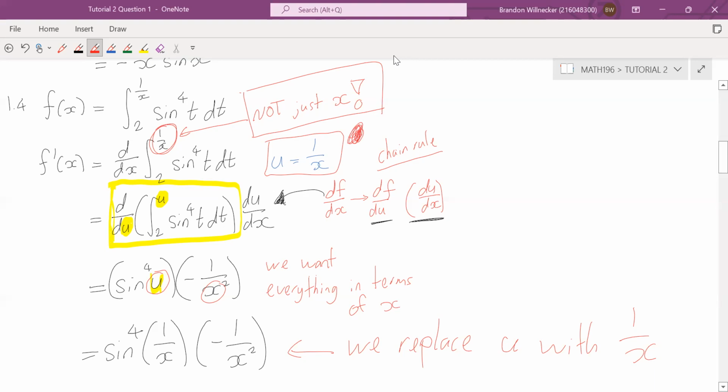Okay, let's have a look at some of the problems from question 2.